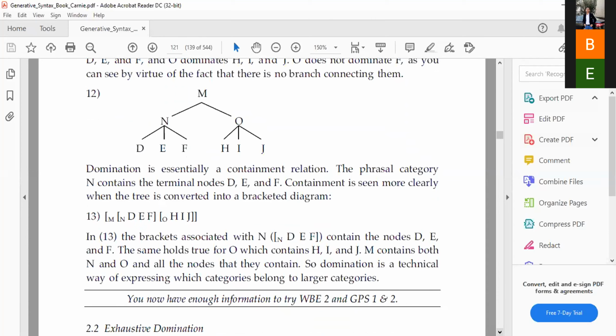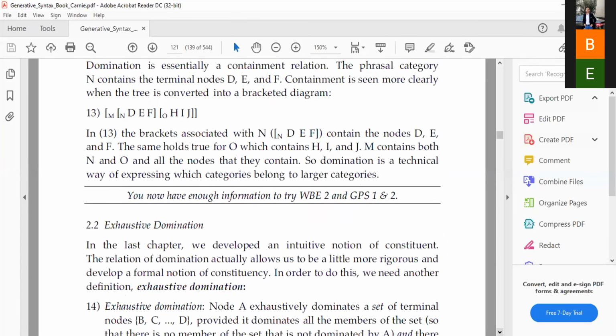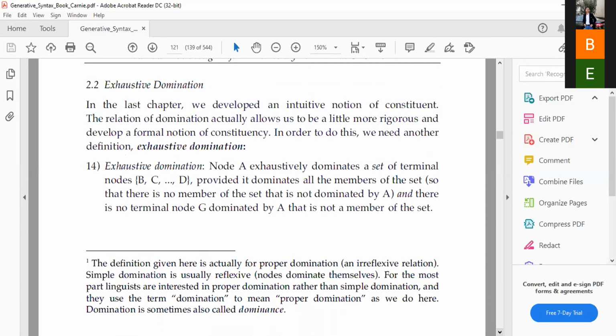So now we have to move on to exhaustive domination. The definition of exhaustive domination is a set of terminal nodes. It means the node dominates just the set of terminal nodes, which are members in a set. What are the conditions of exhaustive domination, Hamza?